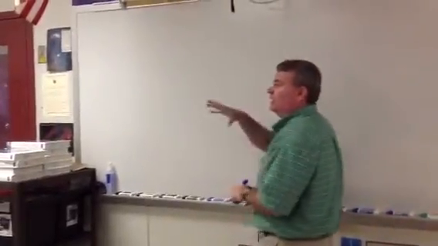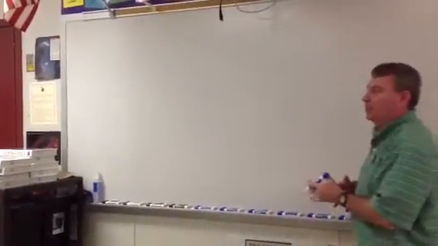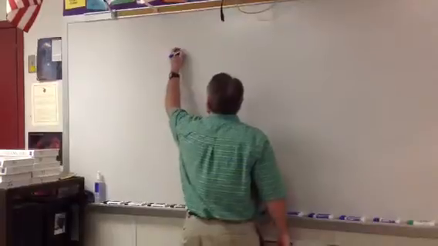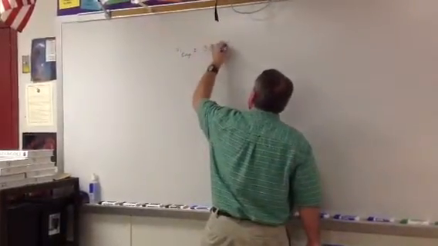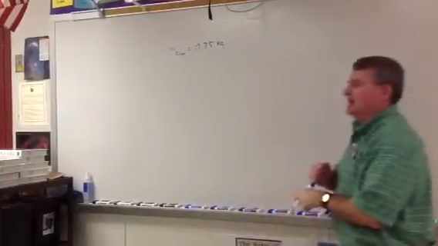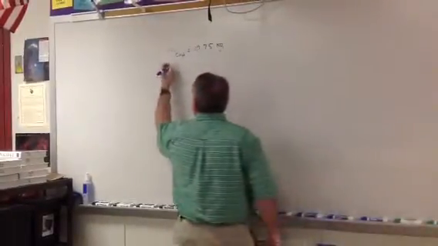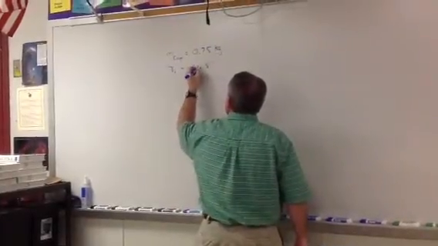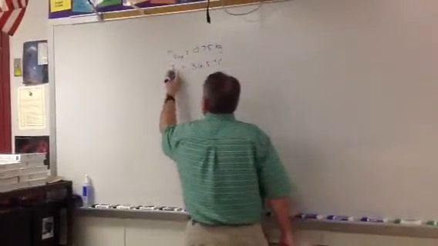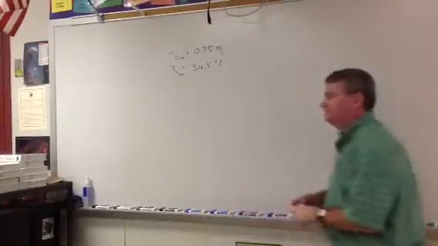All right, so we need to first write down our givens. Our experimental cup has a mass of 0.75 kilograms. So the mass of the cup is equal to 0.75 kilograms. It has an initial temperature of 36.5 degrees Celsius. And I'll put initial temperature of the cup.